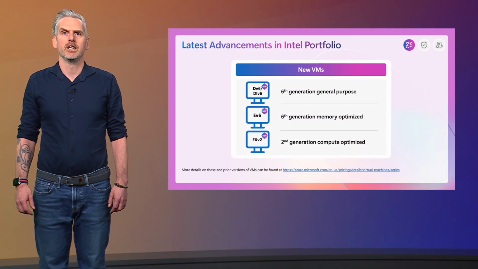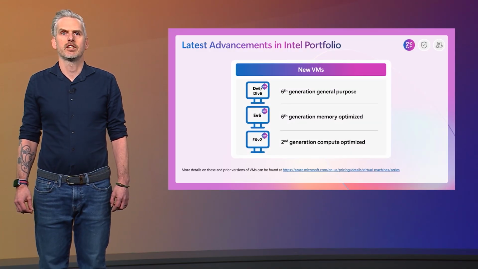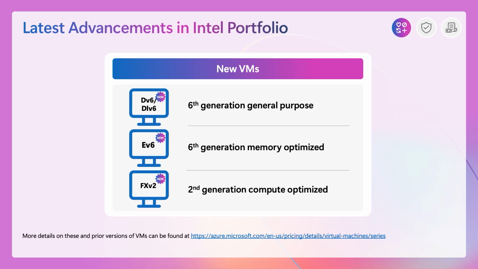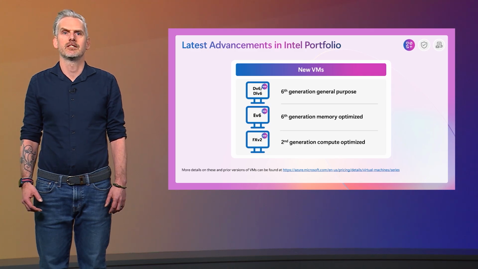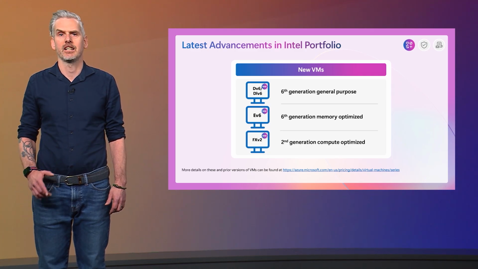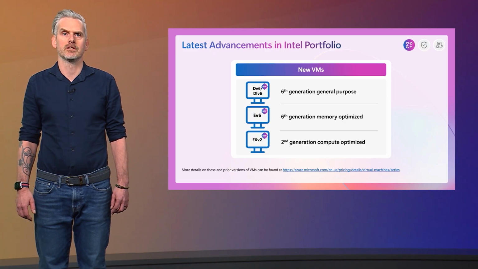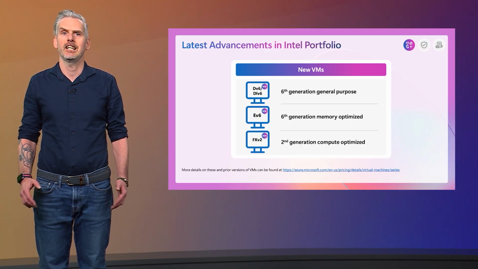Among our new VMs we have generally available are the latest 6th generation D and E series Intel virtual machines for general purpose and memory optimized workloads, covering a vast variety of workloads with different CPU and memory needs. Also recently generally available are the 2nd generation compute optimized FXv2, ideal for workloads like databases, data analytics, electronic design automation. By choosing the right VM and utilizing the latest VM offerings on Azure, you can ensure you achieve the optimal price performance for your Linux workloads.